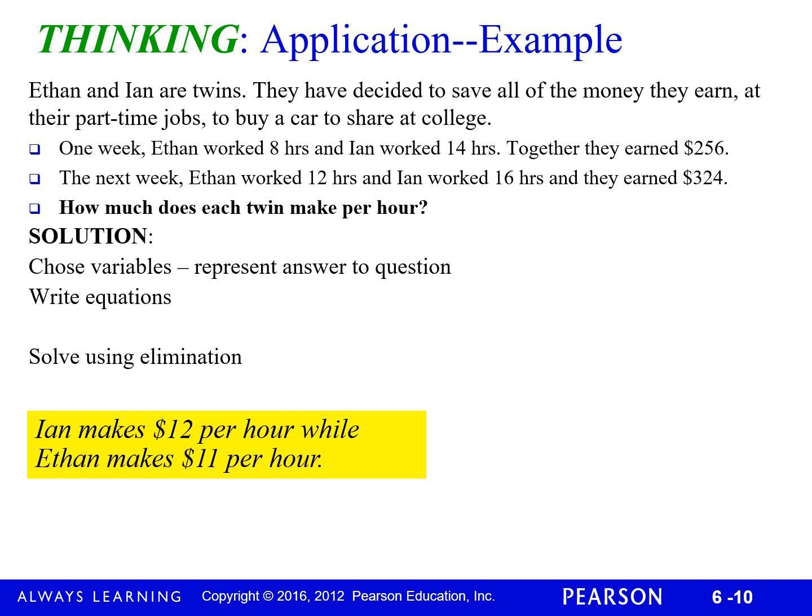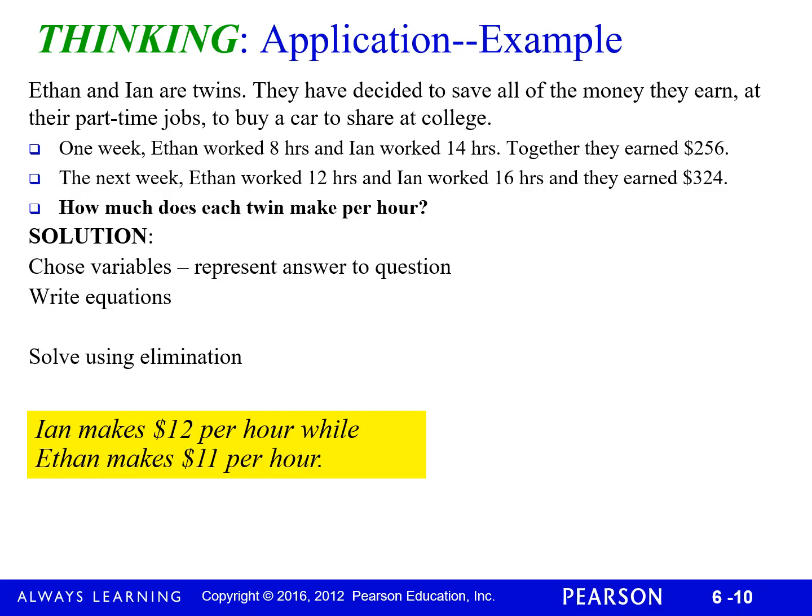Ethan and Ian are twins. They've decided to save all the money they earn at their part-time jobs to buy a car to share at college. One week, Ethan worked 8 hours and Ian worked 14 hours, and together they earned $256. The next week, Ethan worked 12 hours and Ian worked 16 hours, and they earned $324. How much does each twin make per hour?